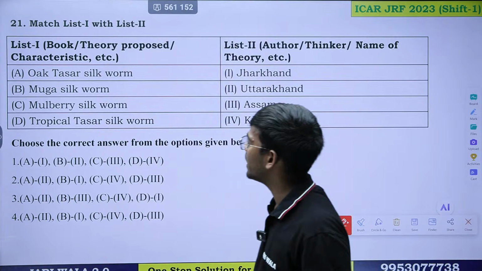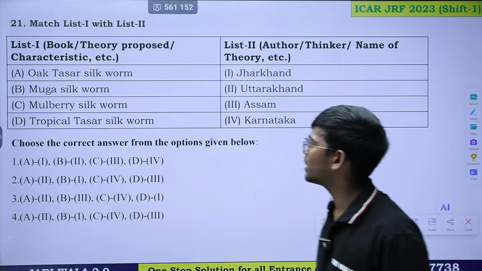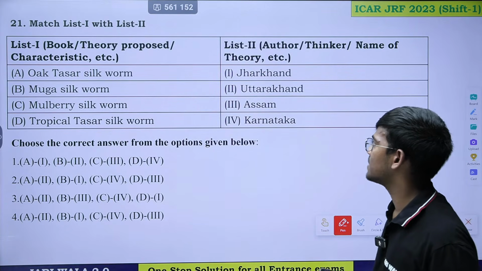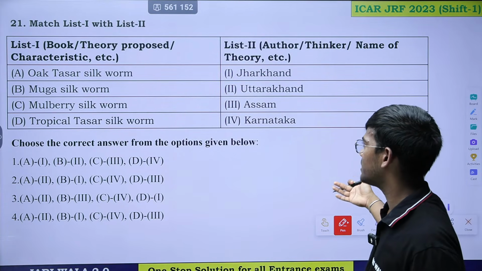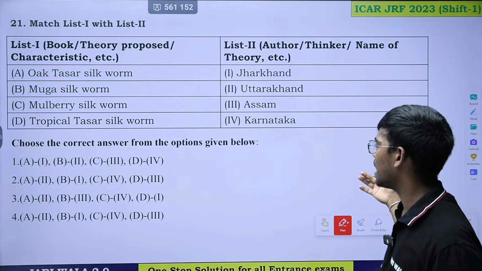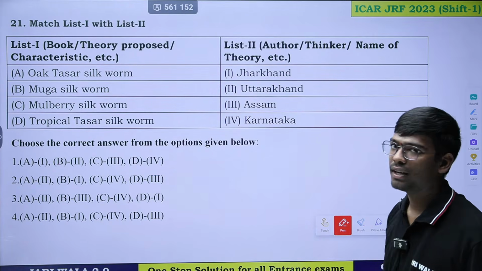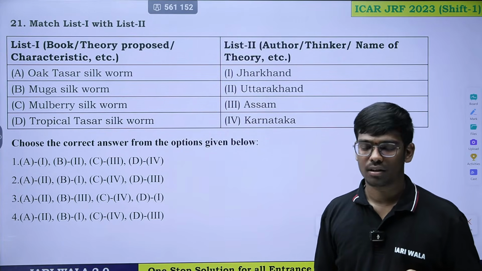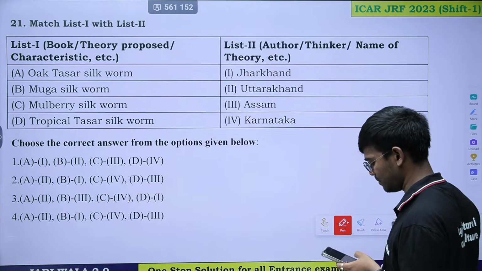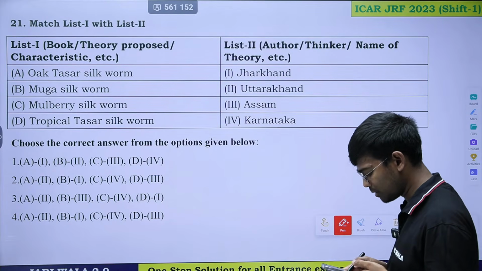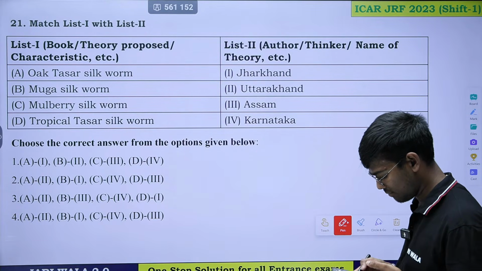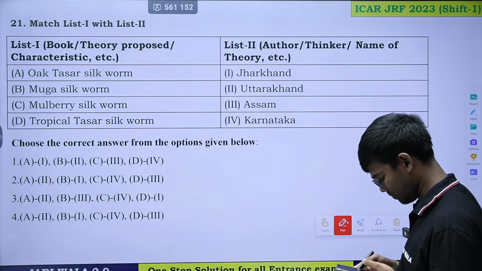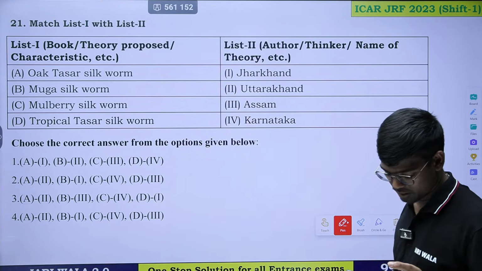And coming to the next question, here we can see the matching: oak tasar silkworm, muga silkworm, mulberry silkworm and tropical tasar silkworm. Here we can see the different states, that is Jharkhand, Uttarakhand, Assam and Karnataka. They were asking which state has the highest production. Yes, many students responding. I'm waiting for your response.